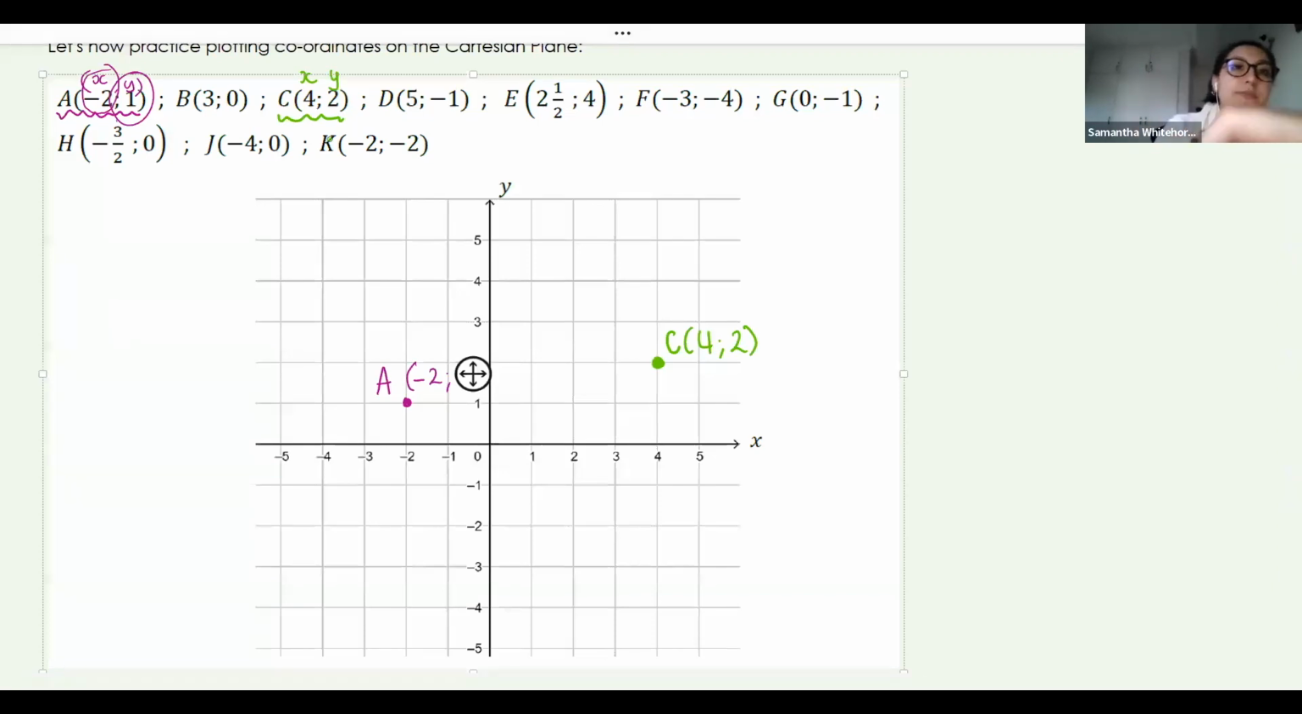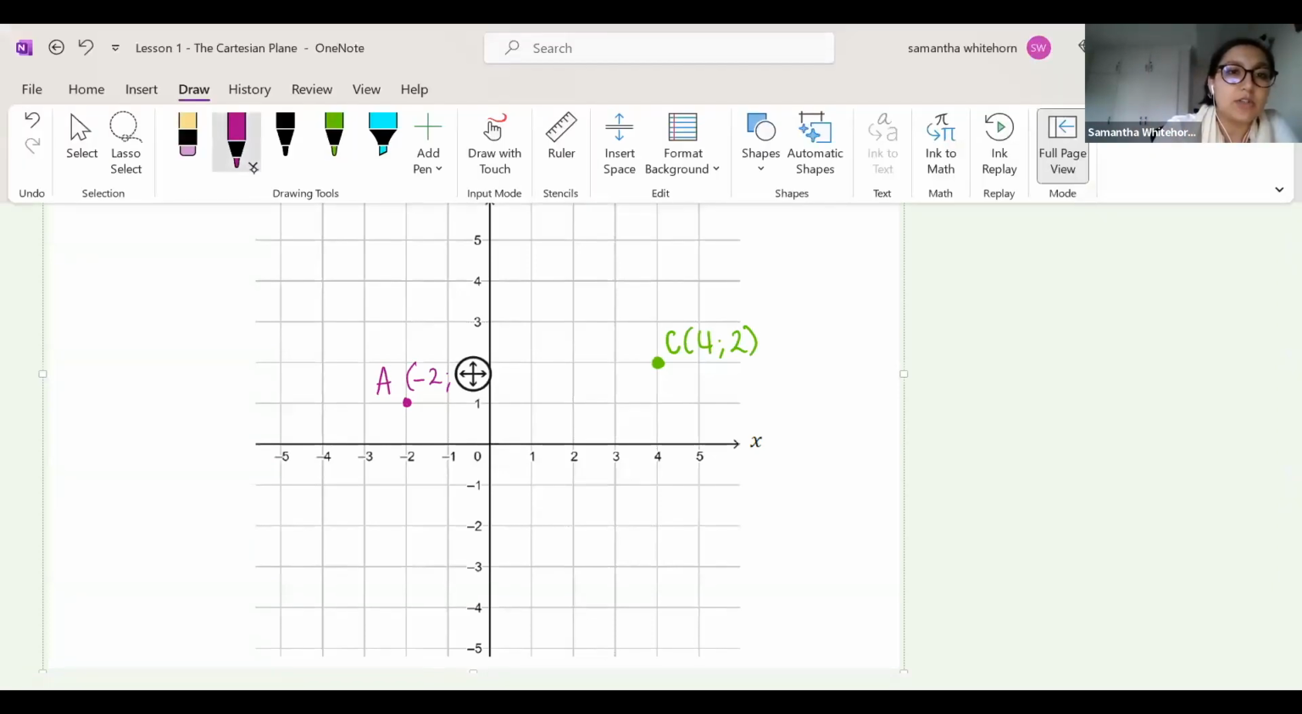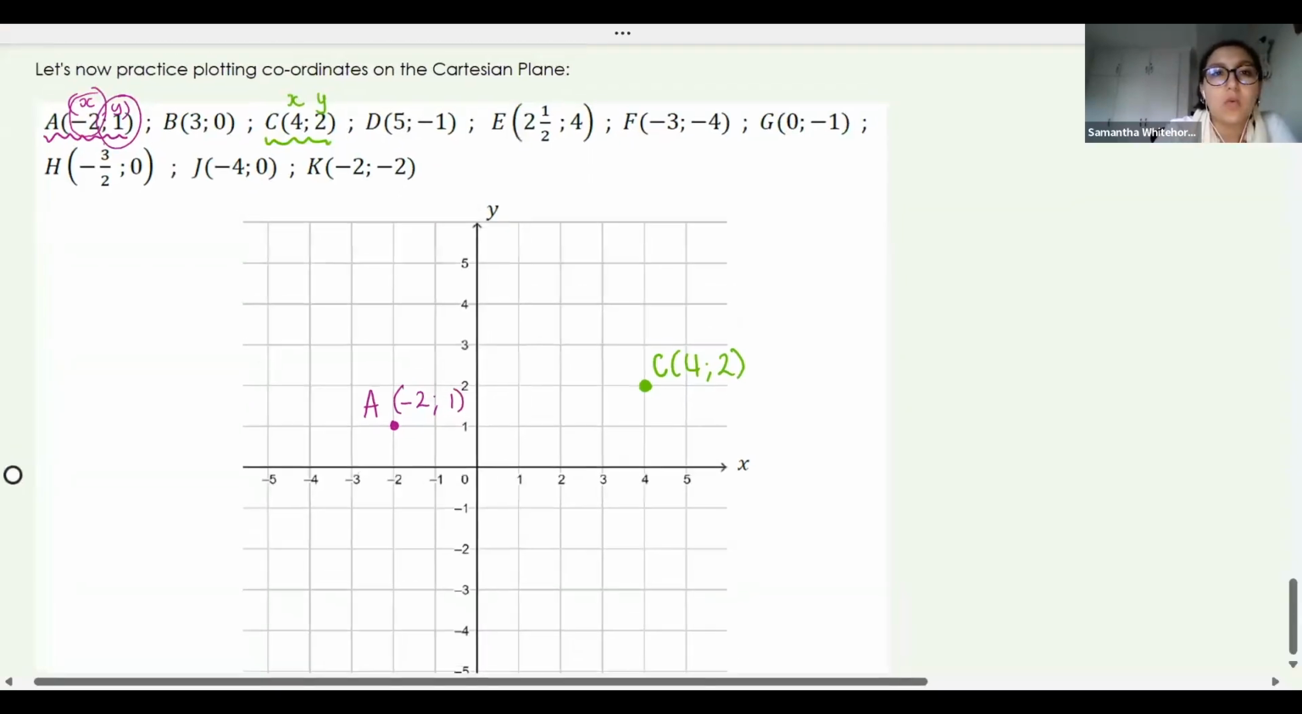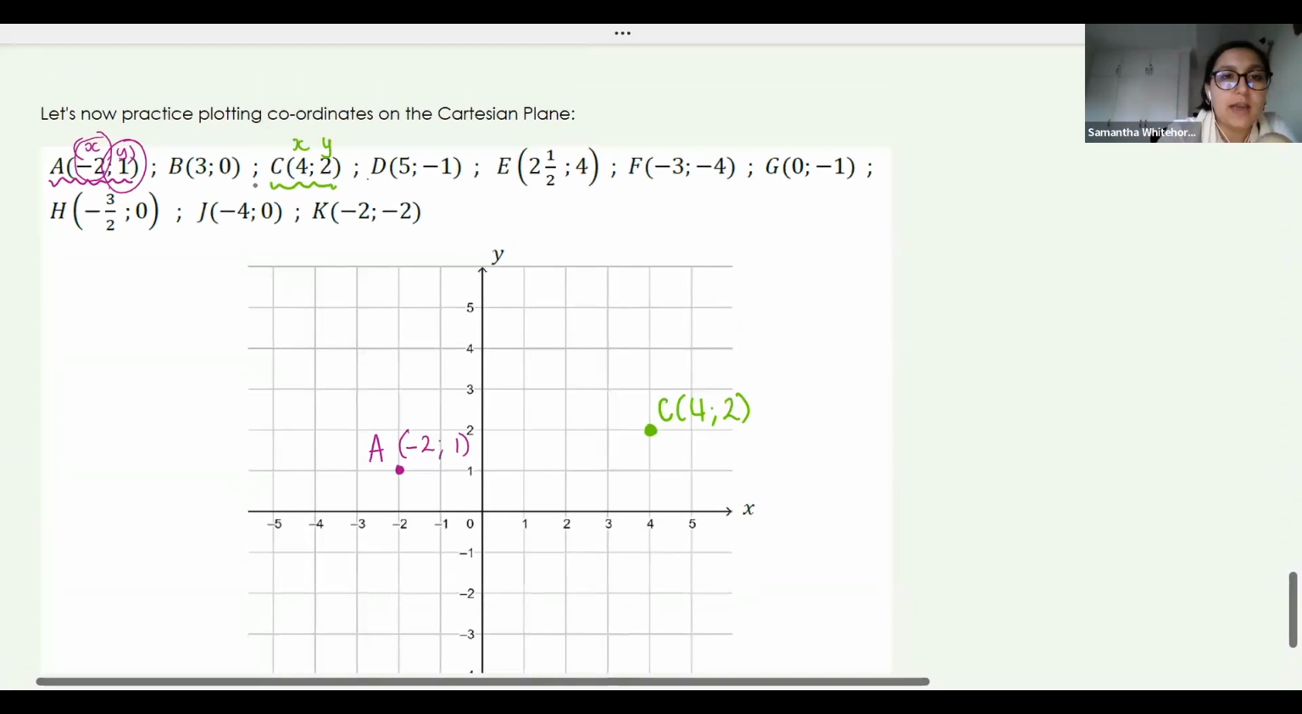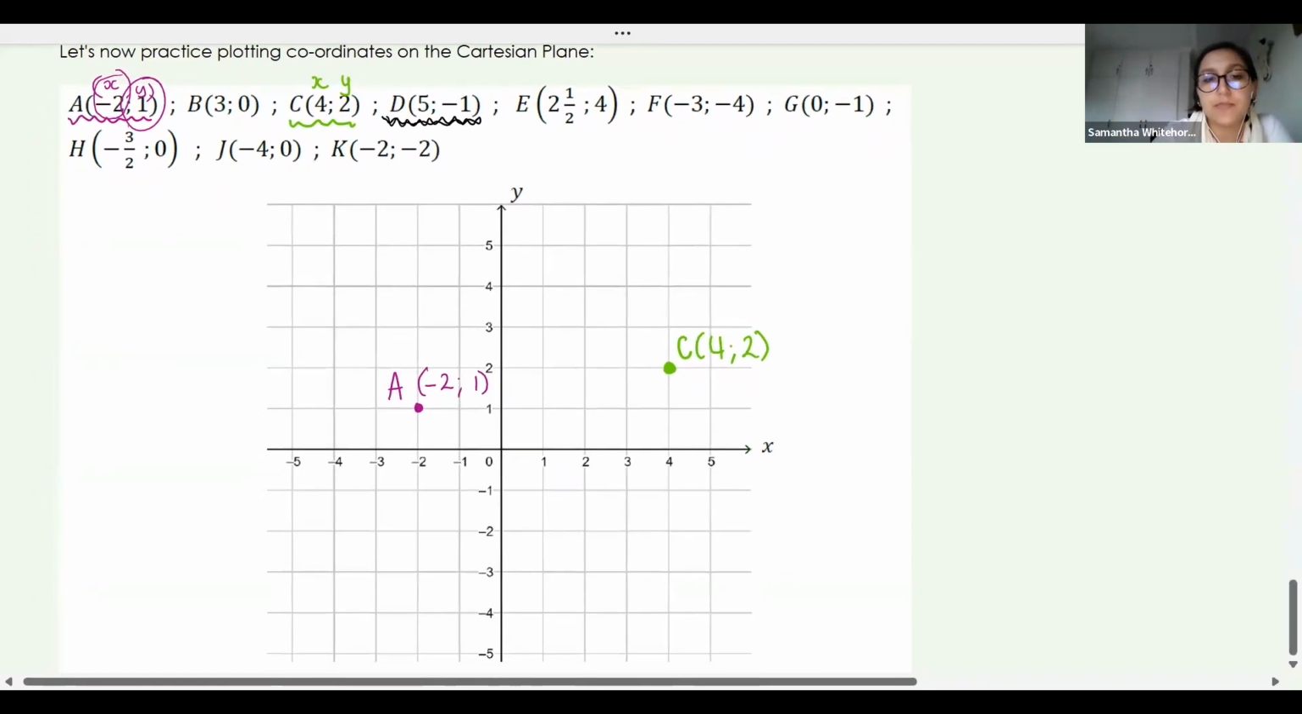Alrighty, so it's going to be quite interesting to try this as a team, but what I would like you guys to try is figure out where point D would go. So let's start with D. And then someone hopefully is going to be able to explain to me where D is going to go. So I'm going to give you a second.